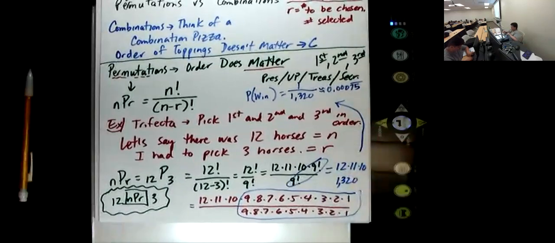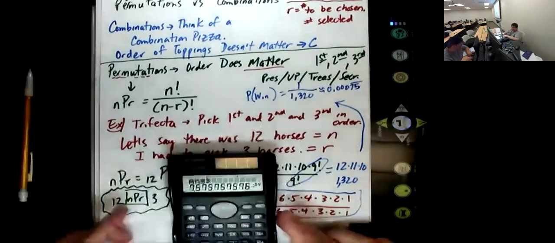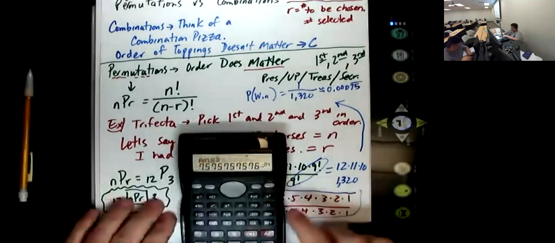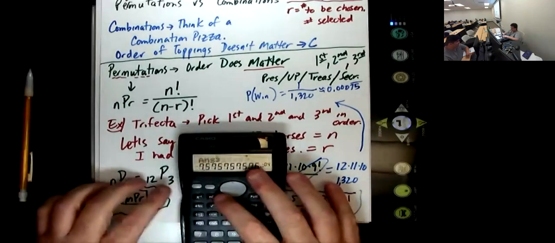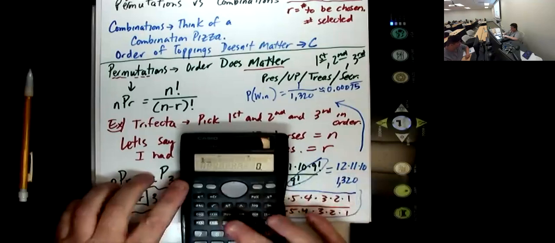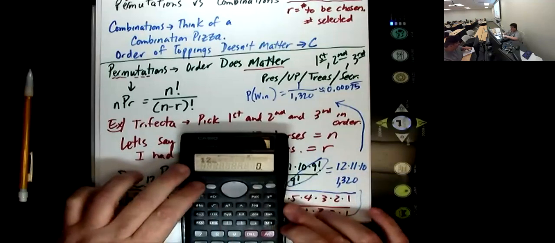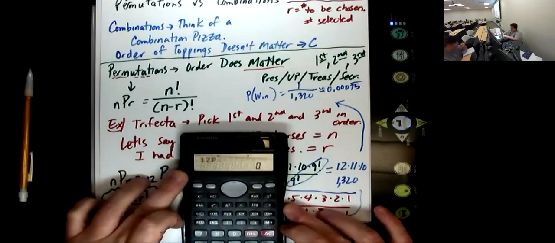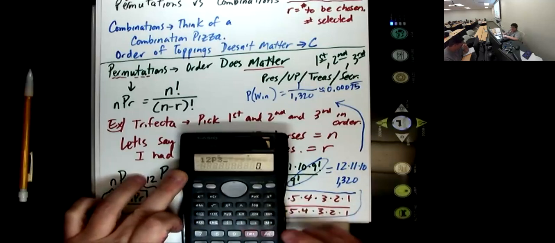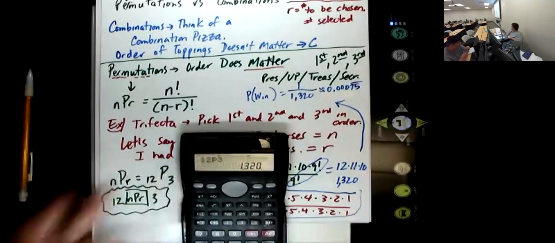I will show you me doing this in a calculator. My NPR is above my NCR. I'm going to do 12. Shift, and I hit it and mine shows a P on the screen. And then I hit 3. And it gives me the 1,320.